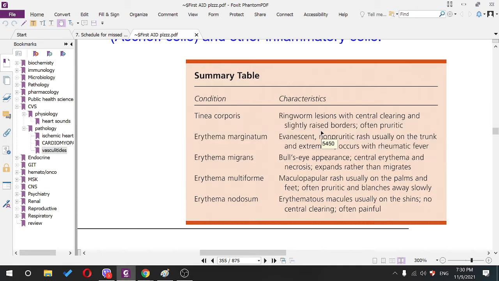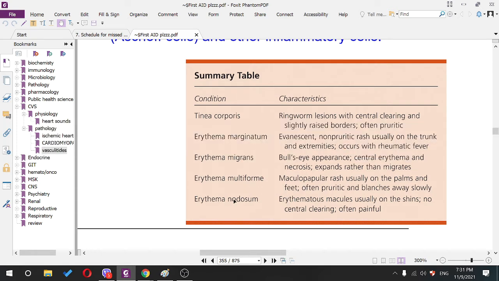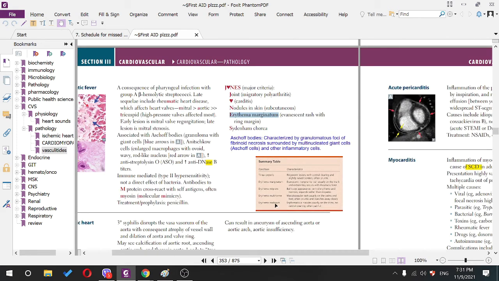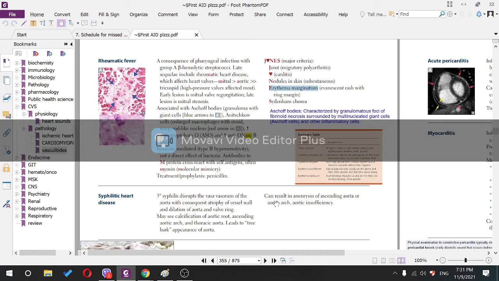Erythema marginatum, we just spoke about it. Keep in mind that it's not pruritic, it's not itchy. Erythema migrans, we said about it regarding which disease? It was Lyme disease. Multiforme, we will speak about it in the future a lot, it's important. And erythema nodosum is associated with histoplasmosis and sarcoidosis as well, and it's most likely to appear on the shin, like on the legs, and it's due to inflammation of fat.